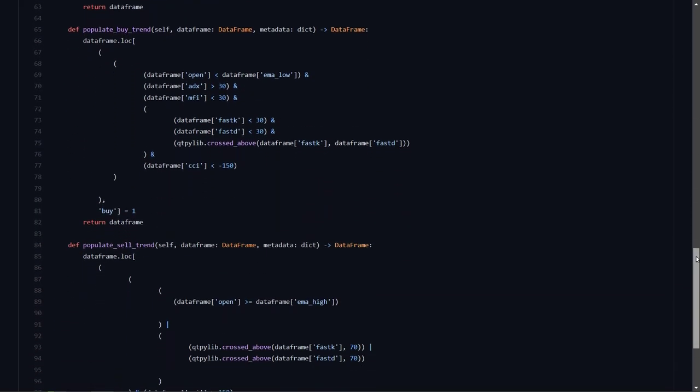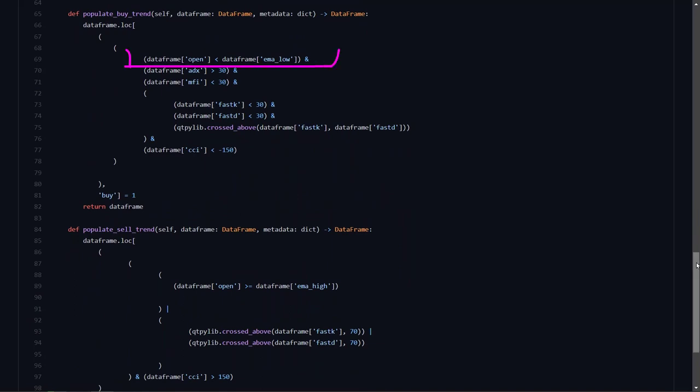Now the buy signals are given when the open price of the candle is lower than the lower EMA band, and the ADX indicator is higher than 30, the MFI indicator should be lower than 30, and the stochastics fast K and fast D indicators are both lower than 30, and at the same time fast K should be crossing above the fast D. And finally the CCI indicator should be lower than -150.